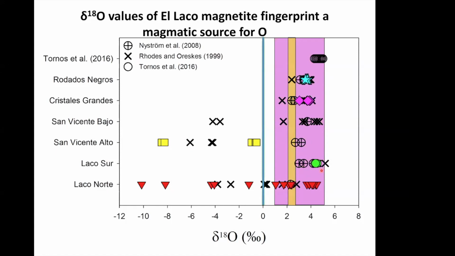All of the data for Laco Sur plot within the field expected for magnetite that crystallizes from a silicate melt or a magmatic hydrothermal fluid. And then we see a range of data here for Laco Norte. Some of the data plot within the field for magmatic hydrothermal magnetite, and then we've got a spread of data out here to lighter isotope values.